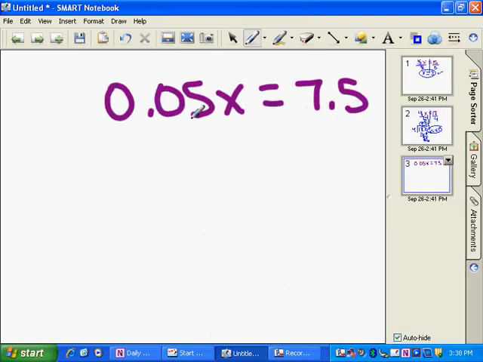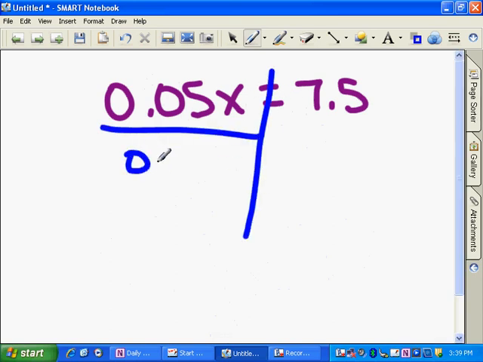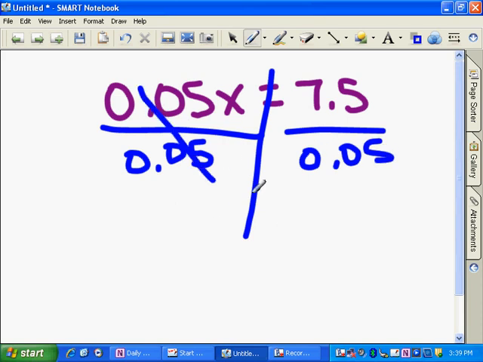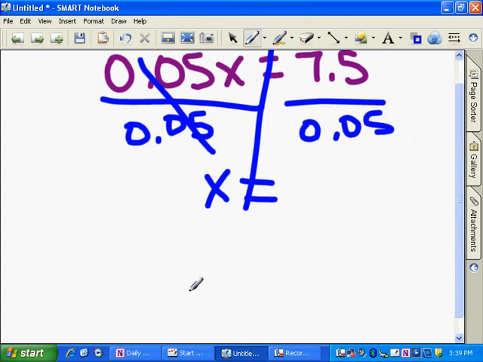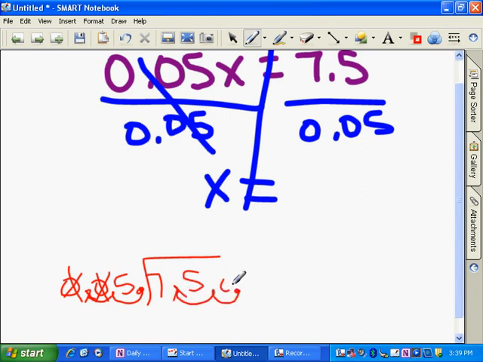With this last example here, we have 0.05x is equal to 7.5. So I'm going to divide both sides by 0.05. And so that leaves me with x is equal to 7.5 divided by 0.05. I'm going to do a little bit of math over here at the bottom. I'm going to have to move this decimal 2 places so it's not here anymore on the outside. Because remember, when you're dividing by decimals, the outside has to be a whole number. So since I moved this decimal 2 places, I'm going to move this decimal 2 places as well.